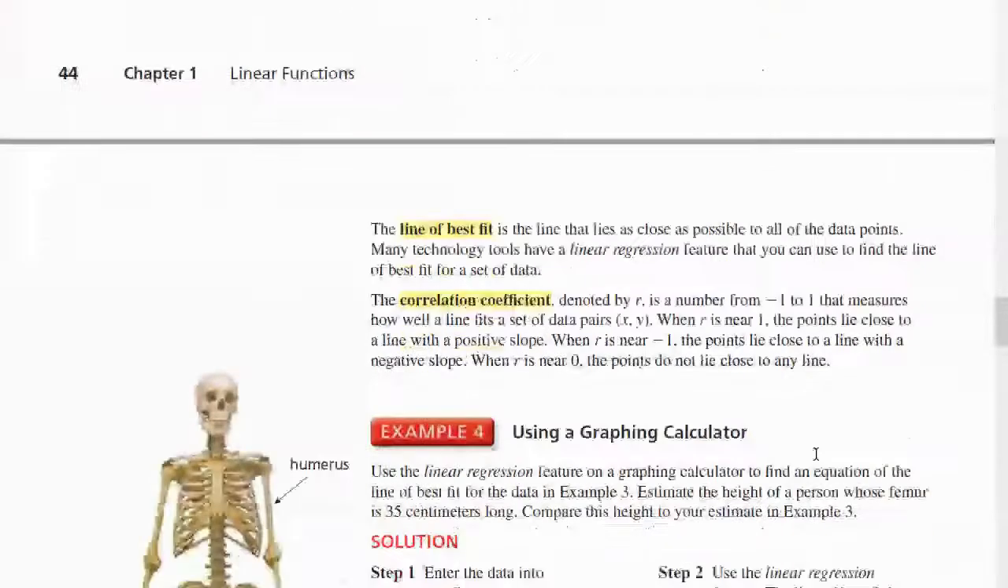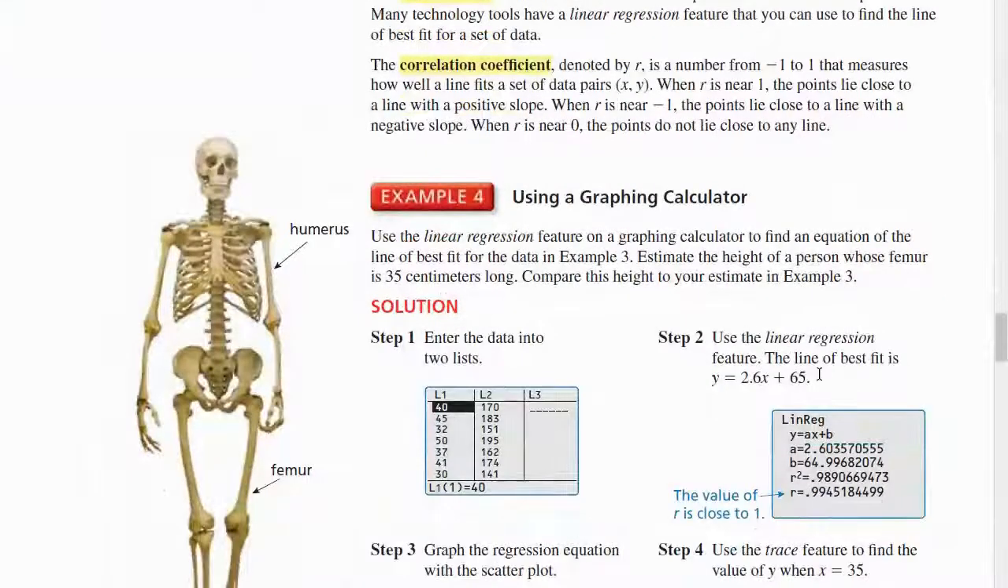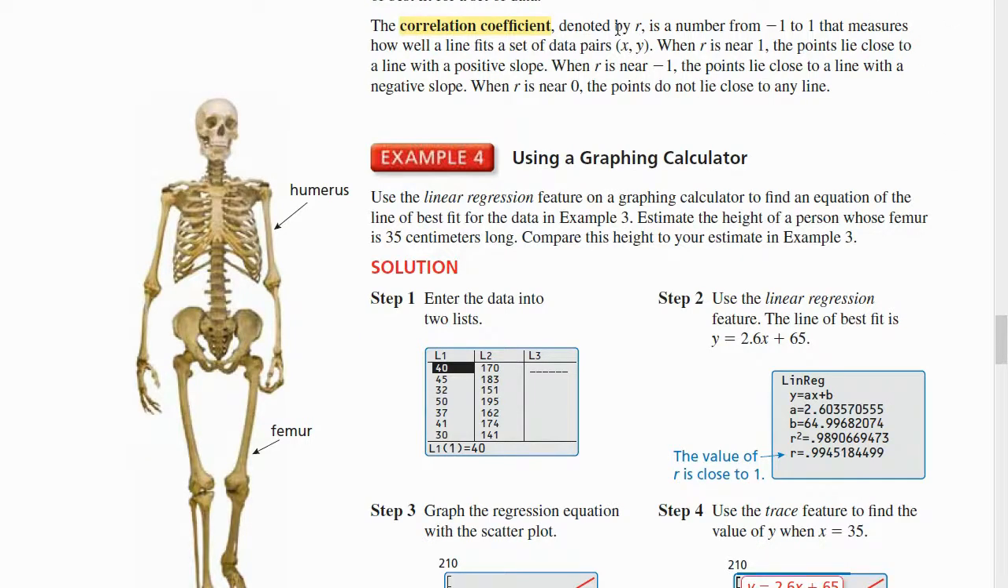All right, so as we move on, we want to talk about one other thing, okay? The line of best fit, I actually showed you how to do this. It's called the linear regression feature in your calculator. But there's another number that's somewhere between -1 and 1 that's called the correlation coefficient. And here's the deal on this one. The closer this number is to the number 1 or -1, the better your line is actually going to fit.